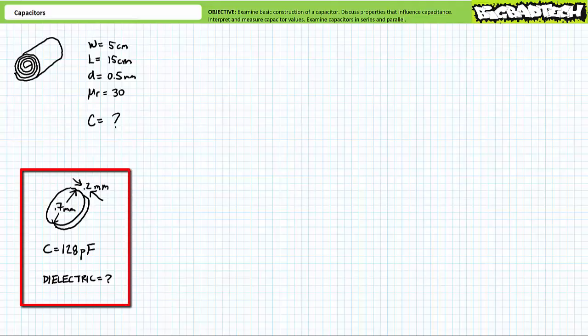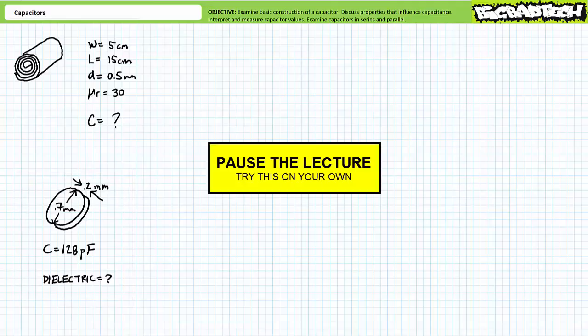Our second example asks us to determine the dielectric being employed inside a 128 picofarad capacitor with tiny circular plates having a diameter of 0.7 millimeters separated by 0.2 millimeters. This will take some algebraic manipulation and knowledge of circular area calculations. By all means, pause the lecture and try these examples on your own. If you're struggling with the second example, here's a hint. Solve for relative permittivity. Here's another hint. Circular area is pi over 4 times the diameter squared. Use of these hints is admission of weakness on your part.